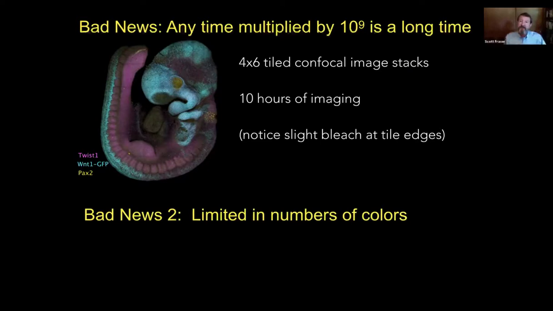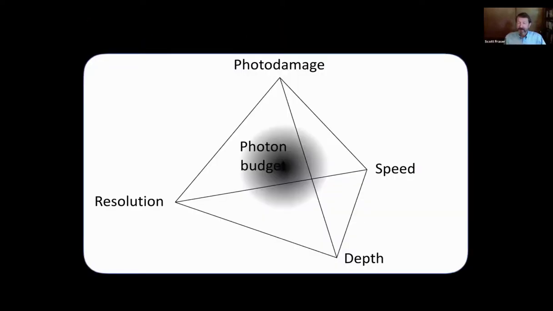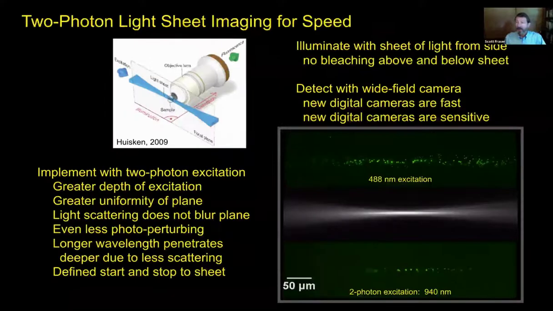Let me just address the speed issue quickly. I mentioned this trade-off earlier. If we want to go faster, we normally have the problem that we add a lot more photo damage or need to sacrifice resolution or sacrifice depth. What we've been trying to do to reach a new balance or new compromise is to adopt the light sheet approaches that many others have been using in the last few decades.